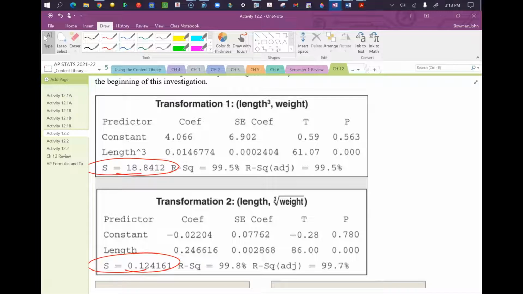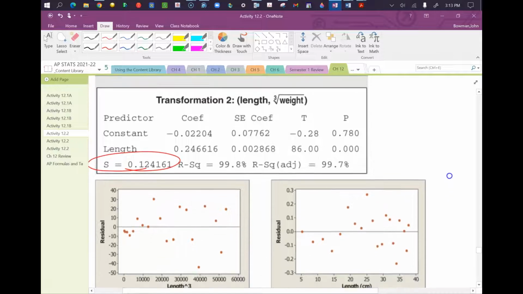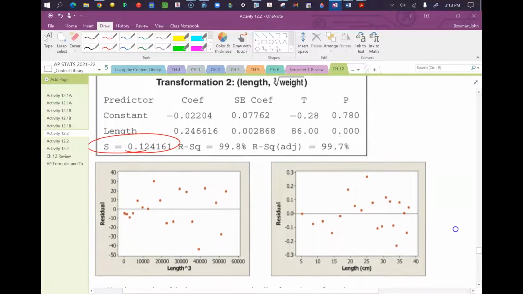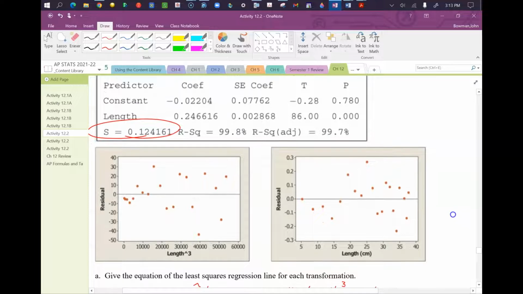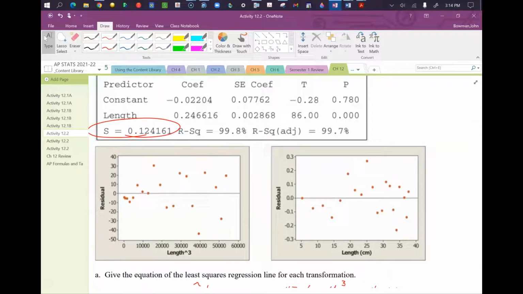What I do want to point out to you is that you have to think about S in context if you're interpreting it. So in the first set of transformed data, S is 18.8, which seems very, very large, but that is the average error in predicting the weight. In the second set of transformed data, S is 0.124, which is the average error in predicting the cube root of the weight. The other thing you have to do is to make sure you take a look at the residual plot. And here are the two residual plots for these two sets of data. And both of them actually look reasonably good.